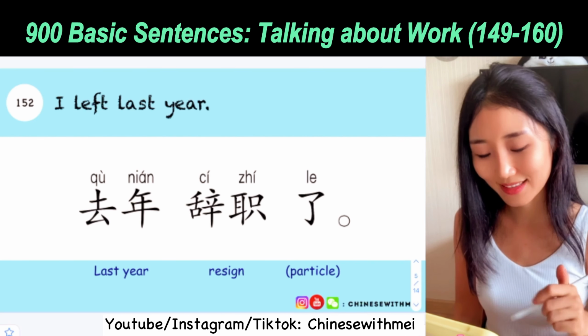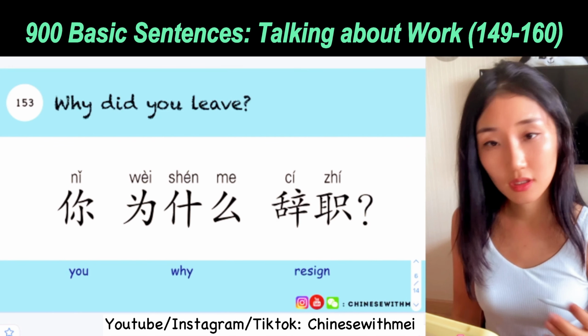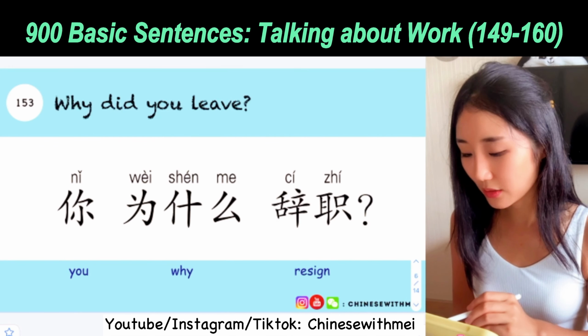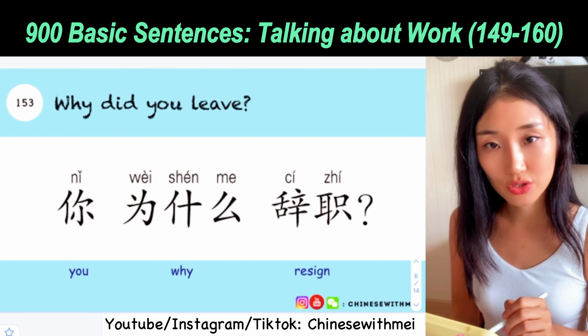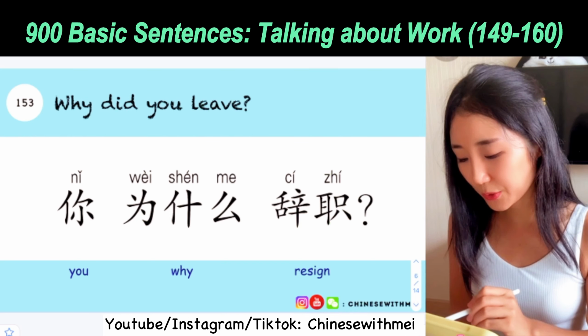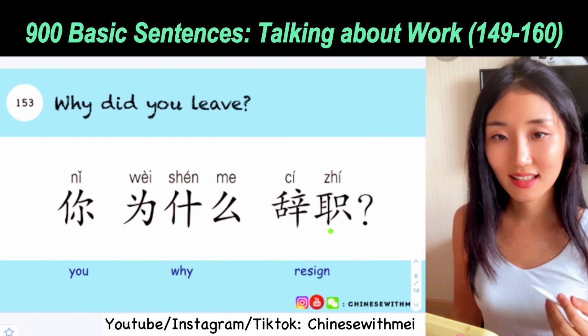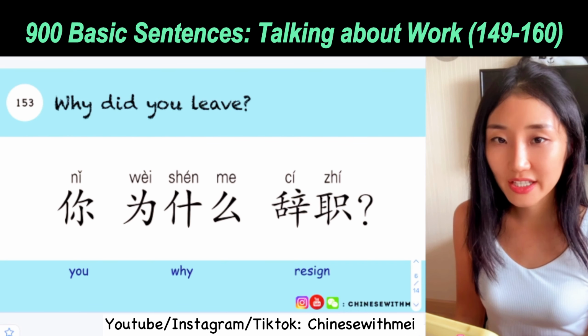辞职 resign. And they will ask, why did you leave? 你为什么辞职？你 you, 为什么 why, 辞职 resign. 你为什么辞职？ Why did you leave? Why did you resign?